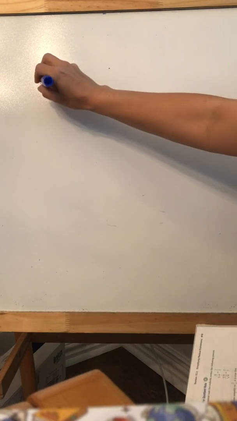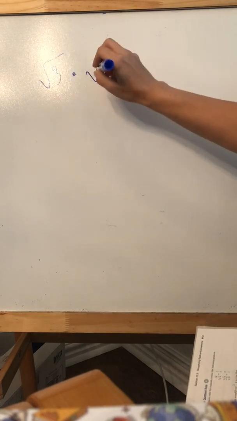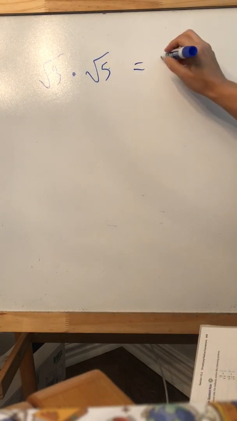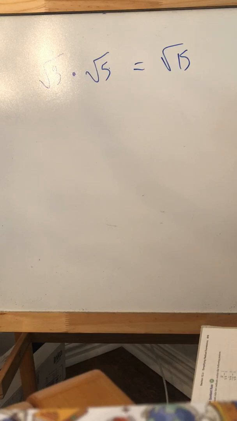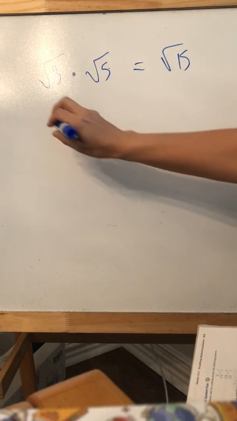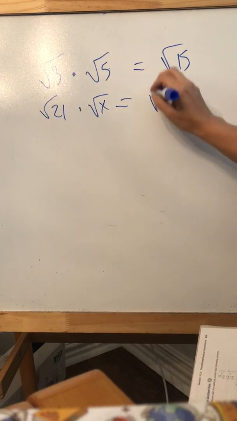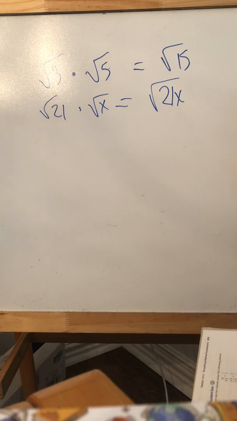So we have square root of 3 times square root of 5. That can just be multiplied, so you have square root of 15. Example B is square root of 21 times square root of x. Just going to be square root of 21x.